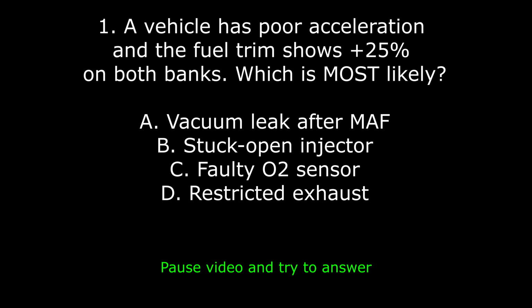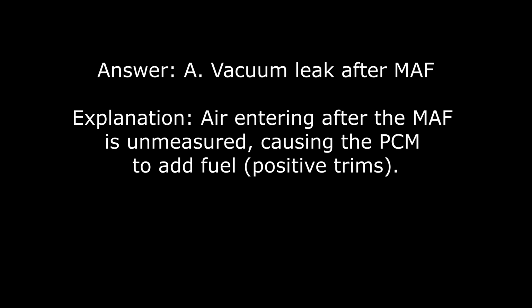1. A vehicle has poor acceleration and the fuel trim shows plus 25% on both banks. Which is most likely? A. Vacuum leak after MAF. B. Stuck open injector. C. Faulty O2 sensor. D. Restricted exhaust. Answer is A. Vacuum leak after MAF. Explanation. Air entering after the MAF is unmeasured, causing the PCM to add fuel, positive trims.